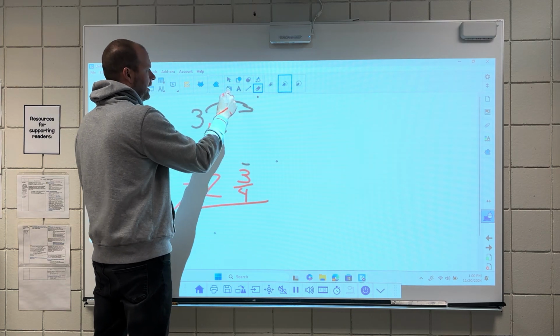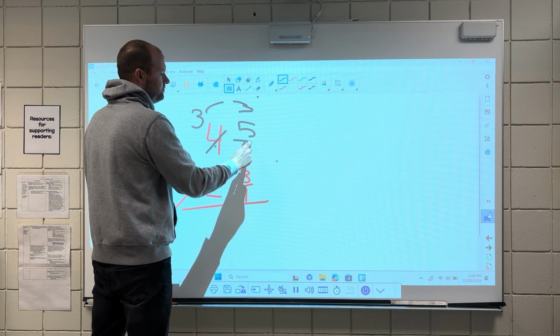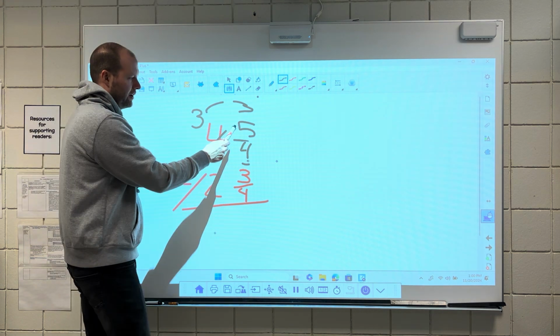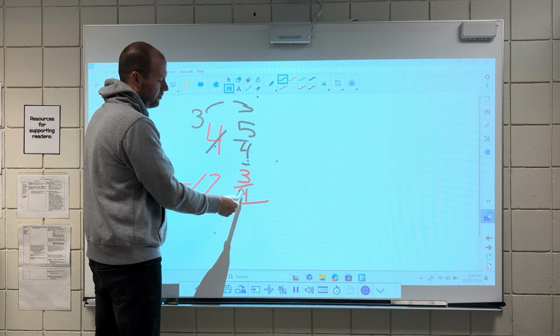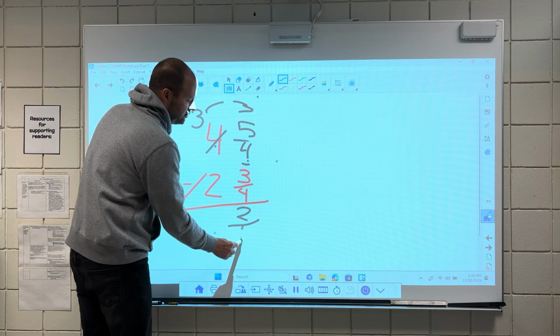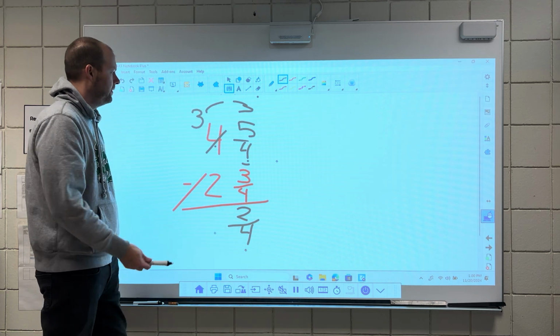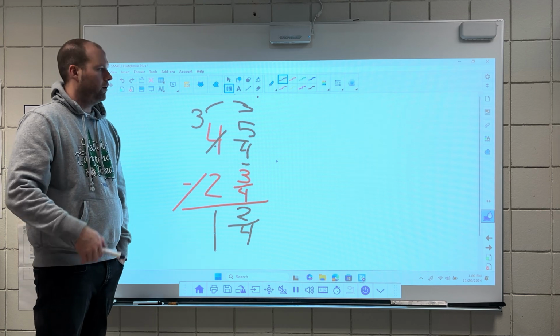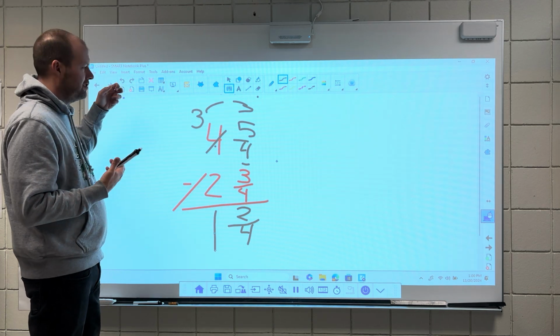And whether you want to rewrite that on the side or erase and write it in, now I have enough where I can actually subtract. So I have 5/4. I'm going to take away 3/4, and that gives me 2/4 left, or 1/2. And now I have 3 minus 2 is 1 whole. So that's an example of what your children will see in class.